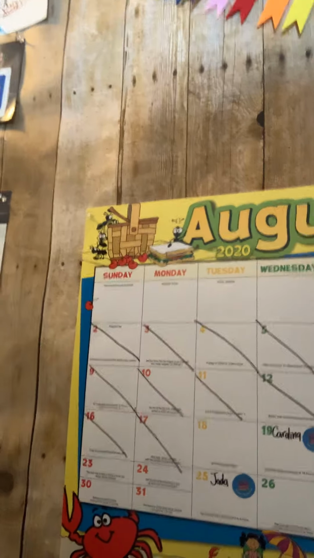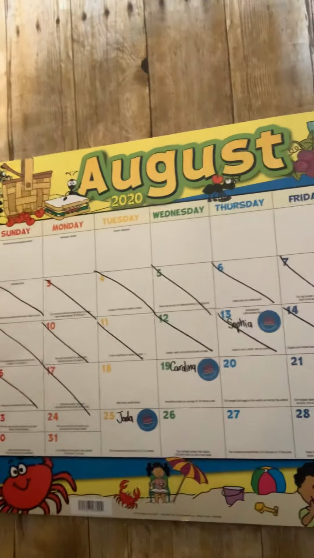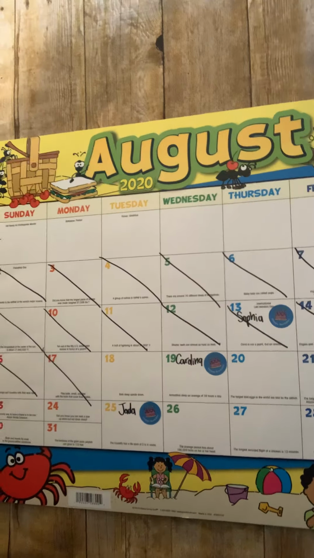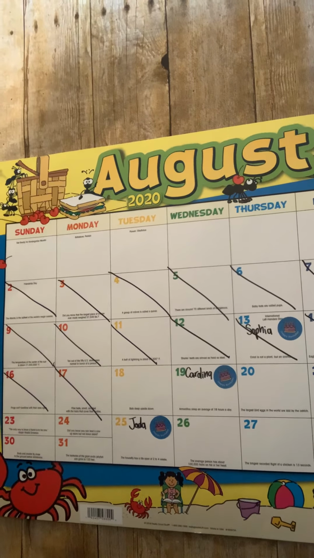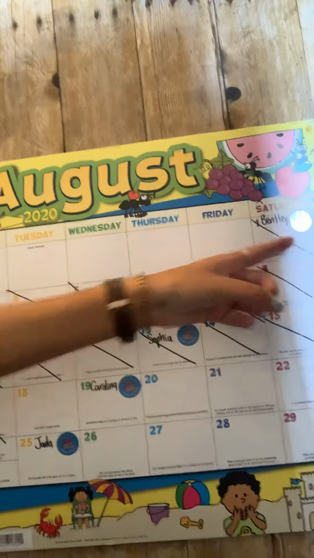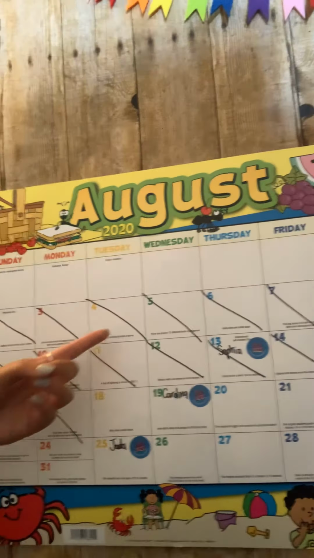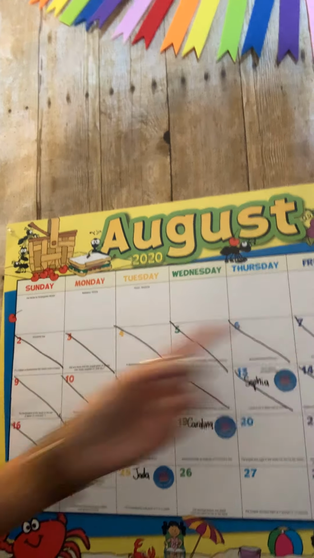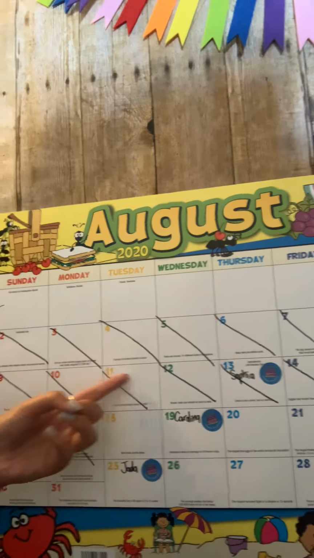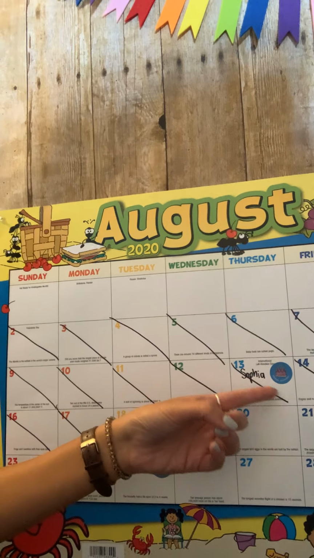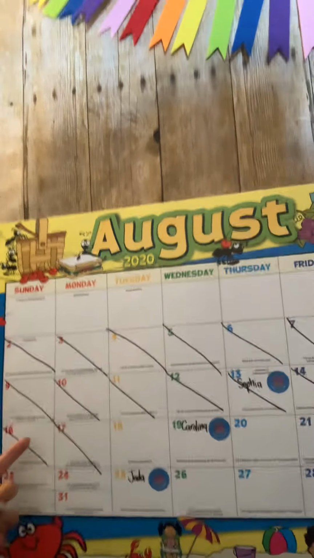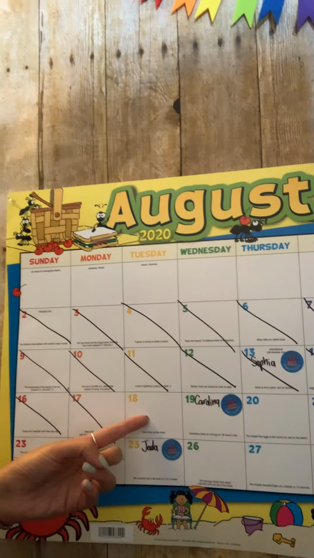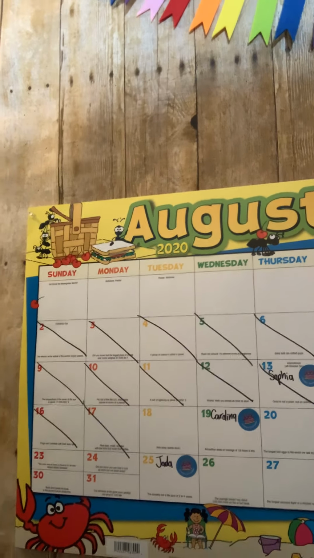Now, I think we need to count all the days that we've had in August so far. Okay, so we're gonna start at 1, and we're gonna go till we get to 18. Okay, ready? Count with me. 1, 2, 3, 4, 5, 6, 7, 8, 9, 10, 11, 12, 13, 14, 15, 16, 17, 18. So we have had 18 days in August so far. Okay, good job. You guys are getting really good at the calendar.